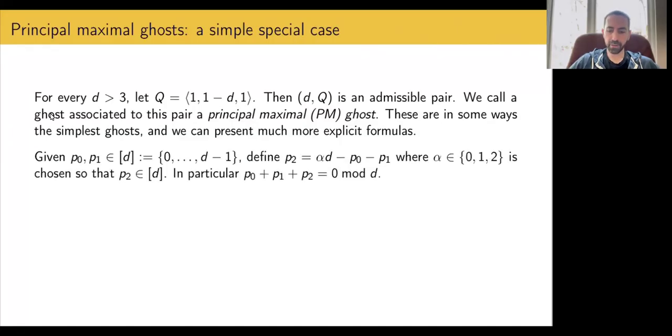So what's the formula for the principal maximal ghost? And this is uniform in every D. So this thing always exists for every D. So if you could prove our conjectures for this specific one, you would completely resolve Zauner.